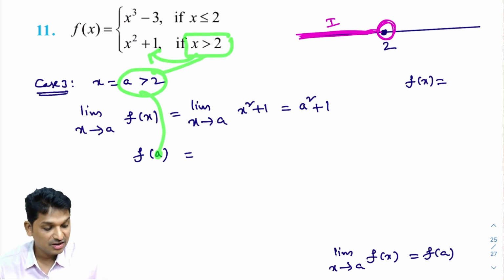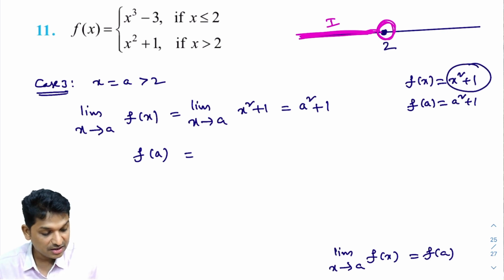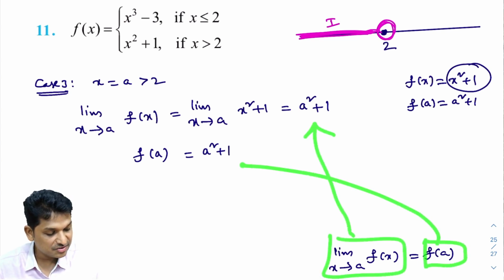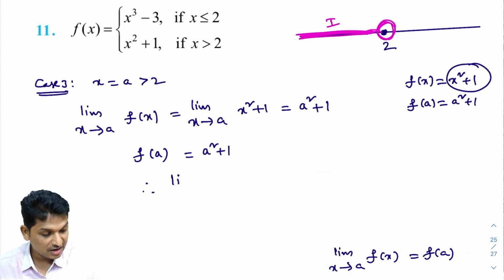x square plus 1. So in this case, f of x is x square plus 1. So what is f of a? In this, wherever x is there you write a. So f of a is a square plus 1. I calculated this value, I got a square plus 1. I calculated this value, that is also a square plus 1. So what I can say? Therefore limit x approaches a, f of x equals f of a.